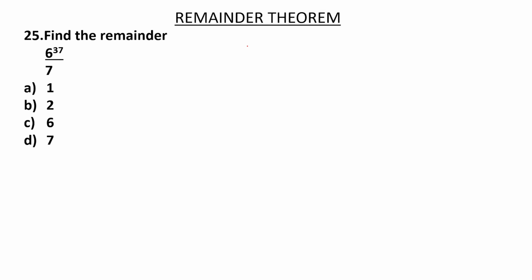This is also a simple one. So 6 power 37 by 7. Now, 7 minus 1 by 7 all power 37. I wrote it like this so that I can solve it. And we'll get the value as minus 1 all power 37. Since it is odd, we'll get negative.